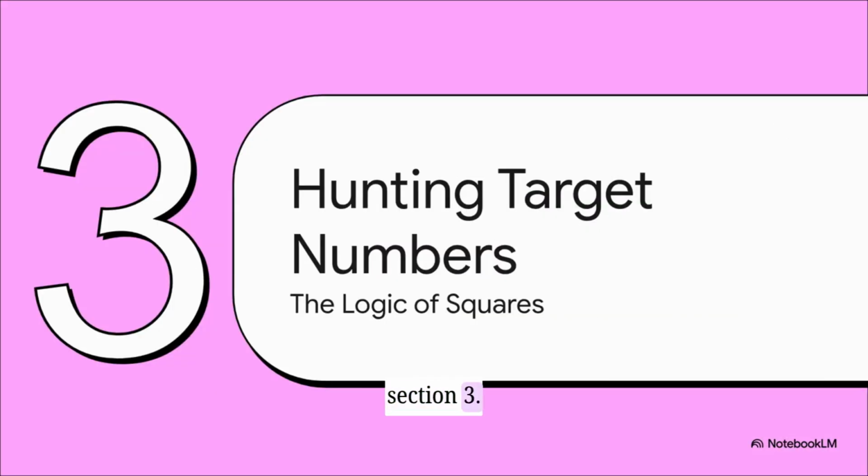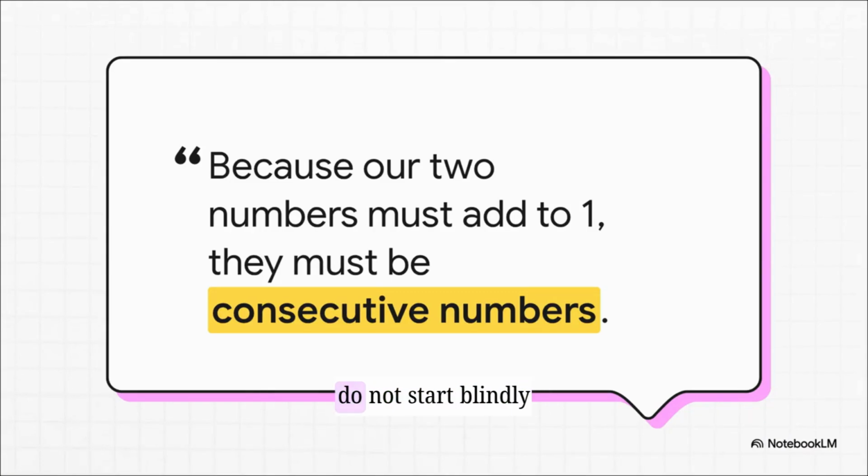All right, section 3, hunting for target numbers, the logic of squares. We basically need 2 mystery numbers that multiply to negative 600, but add up to a positive 1. Now, whatever you do, do not start blindly listing out all the factors of 600. Let's use a bit of logic. Because our 2 mystery numbers must add to 1, they actually have to be consecutive numbers. Just let that sink in for a second.